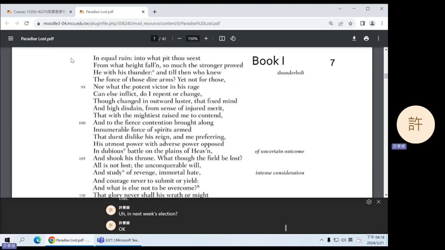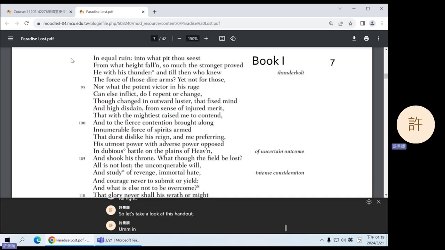Okay, so that is the basic introduction. I am now going to show you how to use the handout. But before that, do you have questions? All right, so let's take a look at this handout.